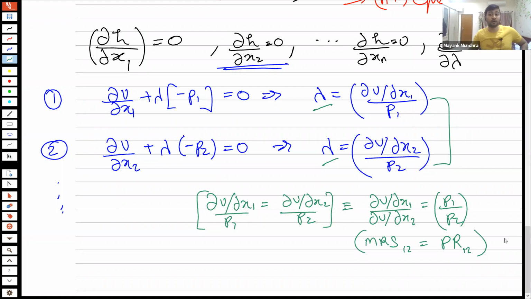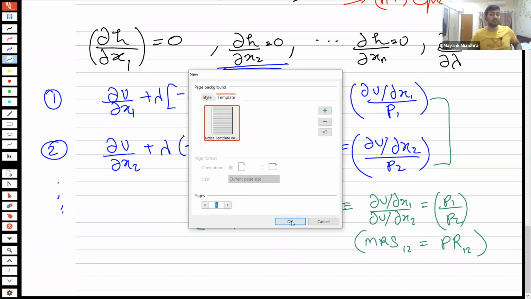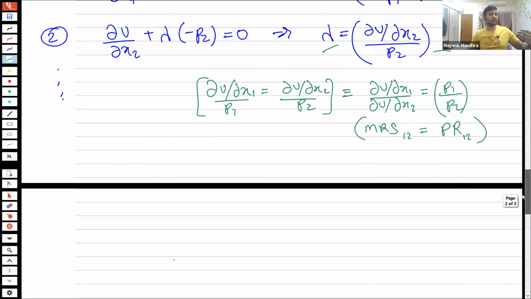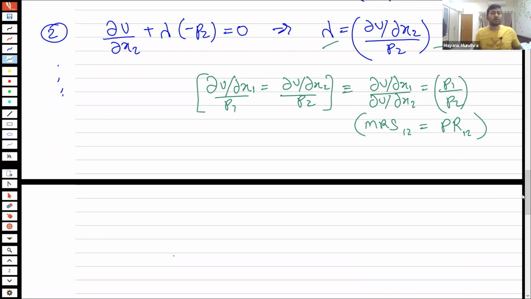And this should be true for the combination of any two goods, not just 1 and 2. You can make any good as good 1 and any good as good 2. So in general, for any two goods i and j, the MRS of goods i and j should be equal to the price ratio of goods i and j. So for any pair of goods, the marginal rate at which the consumer is willing to substitute between the goods should be equal to the price ratio.